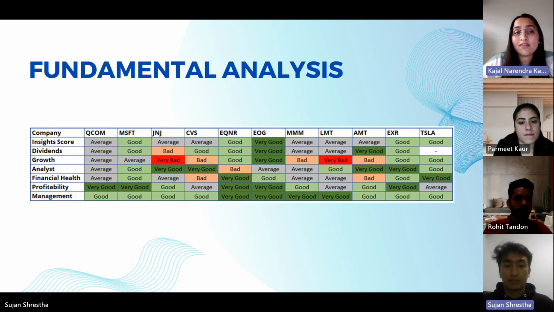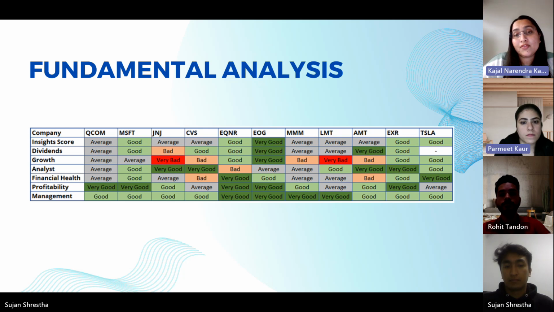In this slide, we have mentioned the insight scores like dividend growth, analyst, financial health, profitability, and management. In this, there is a calculation of whether the stock is average, good, very good, or bad in the mentioned areas like dividends, growth, and so on. Here we can see that a few stocks are average and a few are overall good. So we can invest in those stocks and we can earn a very good amount of profit. And that's it. Thank you so much.